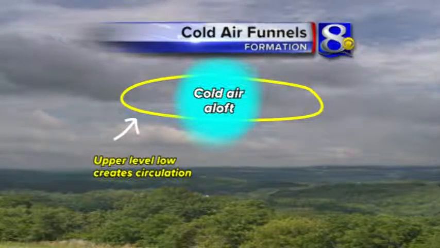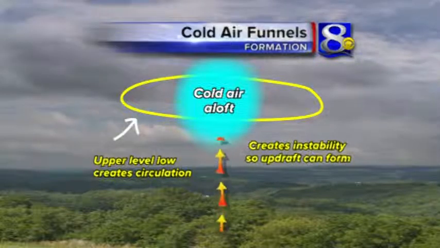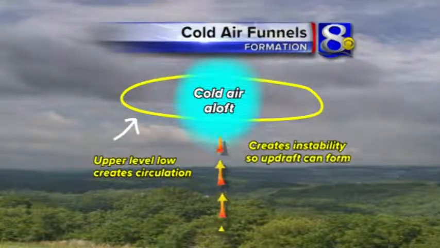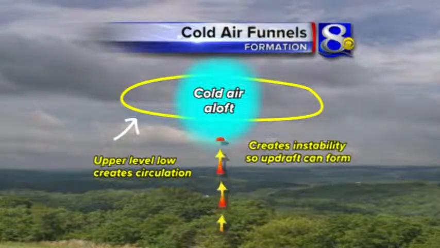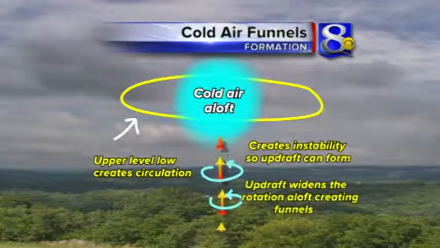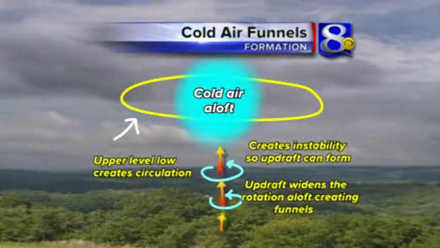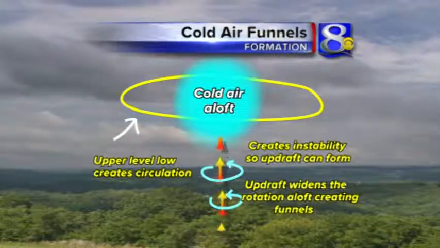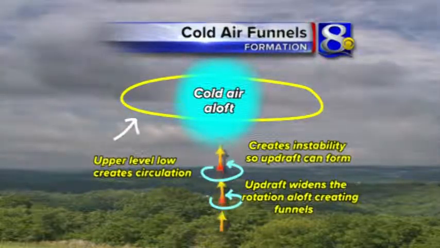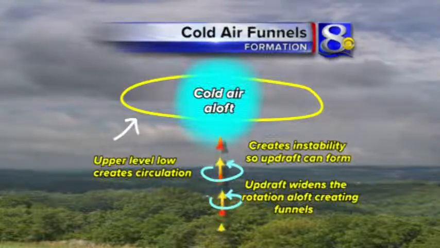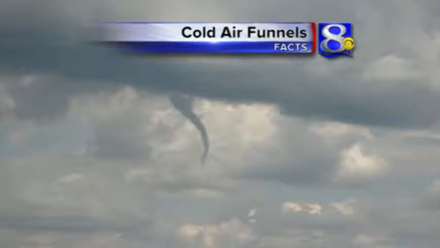So it creates that circulation up in the air. Then the cold air creates instability. So that's enough instability for an updraft to form. And that is basically a lot of air rising really quickly up into the atmosphere. Well, that updraft helps widen the rotation in that upper level low, and then that helps create the funnel. So the process is a little bit different than an actual tornado, because you don't usually have that cold air aloft. Now, a couple facts about these cold air funnels.